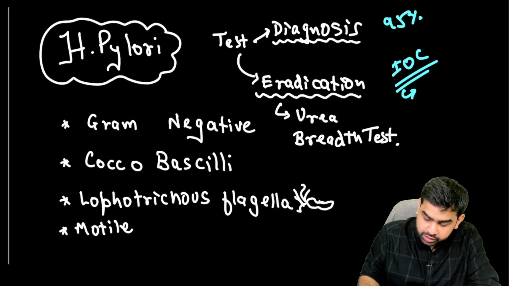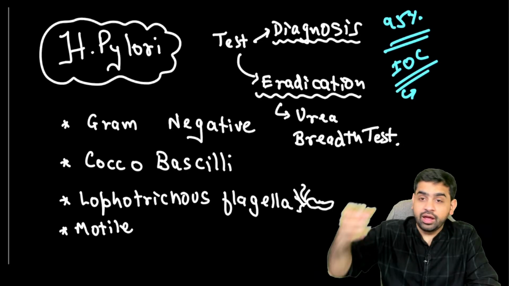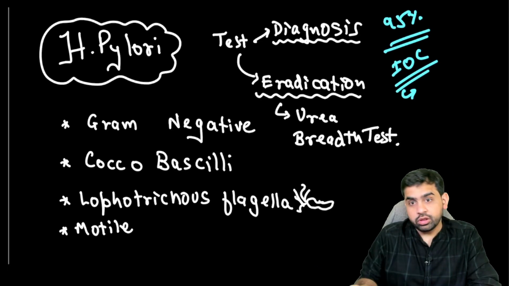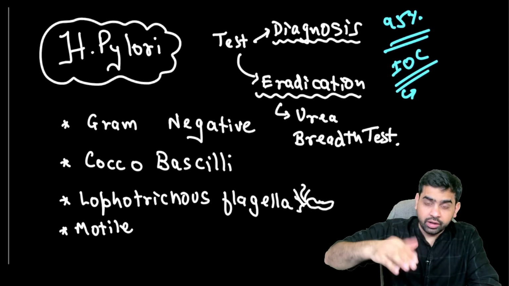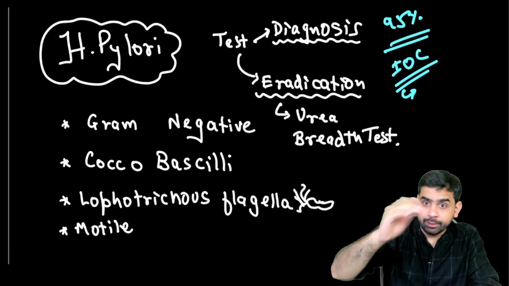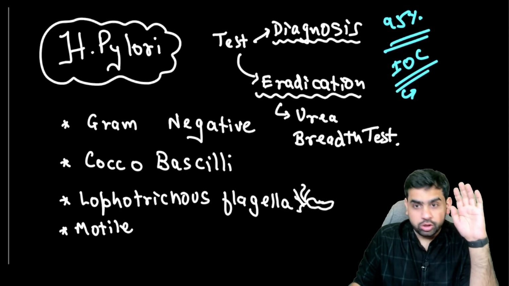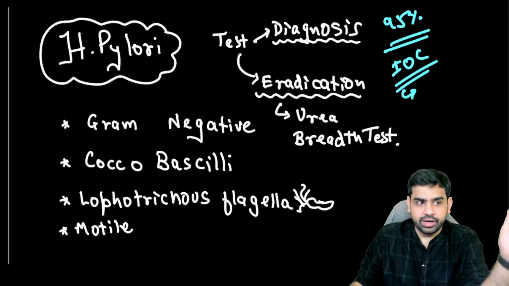A 95% sensitivity and specificity is for the rapid urease test. What do you understand by rapid urease? You go in, take the biopsy, put it on a slide, and add urea. This bacteria has a urease enzyme, so that gives you the result. You understand my point? So the rapid urease test is not the investigation of choice.